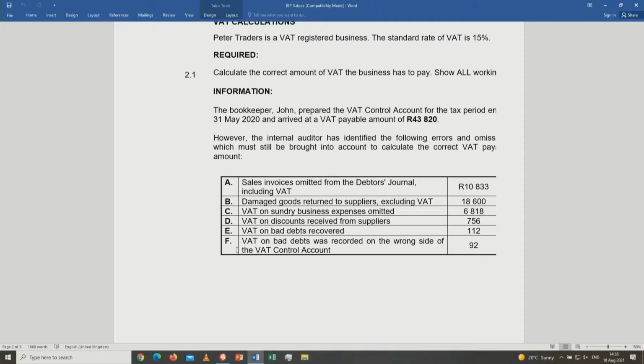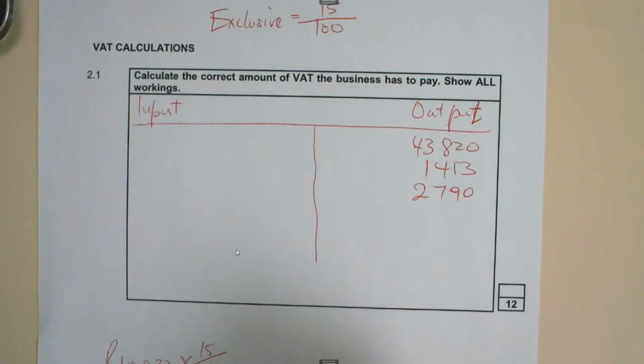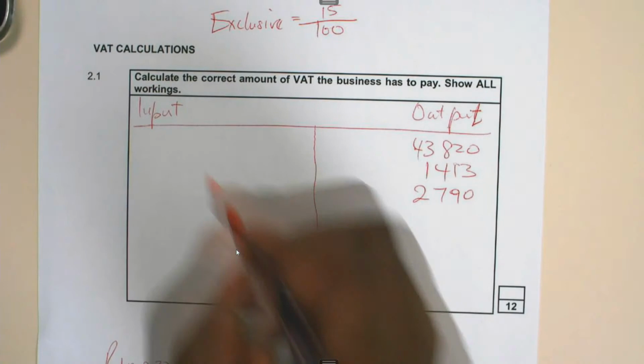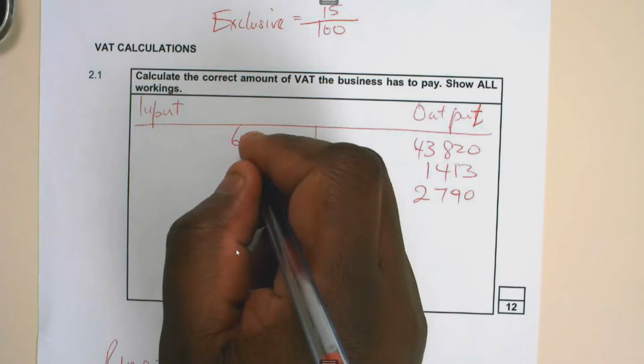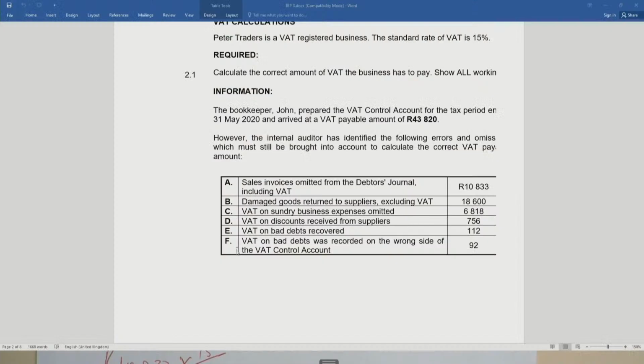6,818. Sundry business expenses. The money the business is spending, the money goes out of the business. When the money goes out of the business, you charge input. Here, you write on the debit side: input. Right? Then we go back to our question.